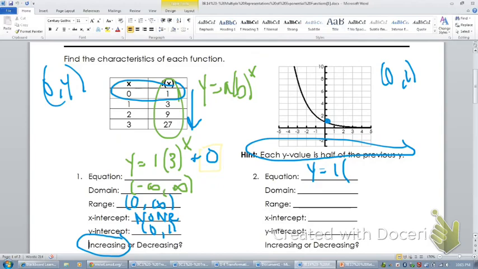Yeah, you're right on that one. It is 1/2 or 0.5 to the x. Okay. All right, let's take down that.